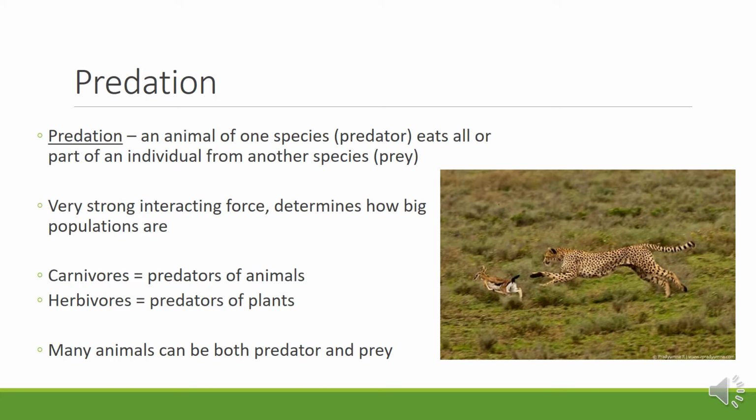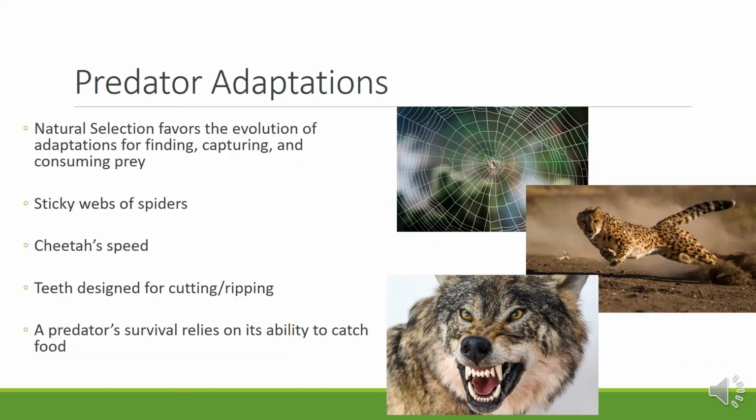Carnivores, these are predators of animals, and herbivores are predators of plants. Yes, plants are prey, so things that hunt them and eat all or part of them are predators. Many animals can be both predator and prey. This rabbit on the right hand side getting chased down by this cheetah here, he is a predator to plants, but he is a prey to the cheetah.